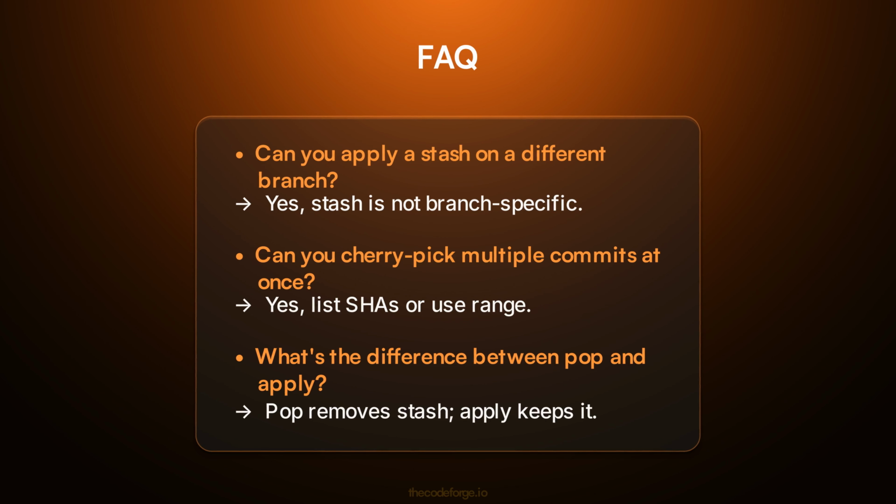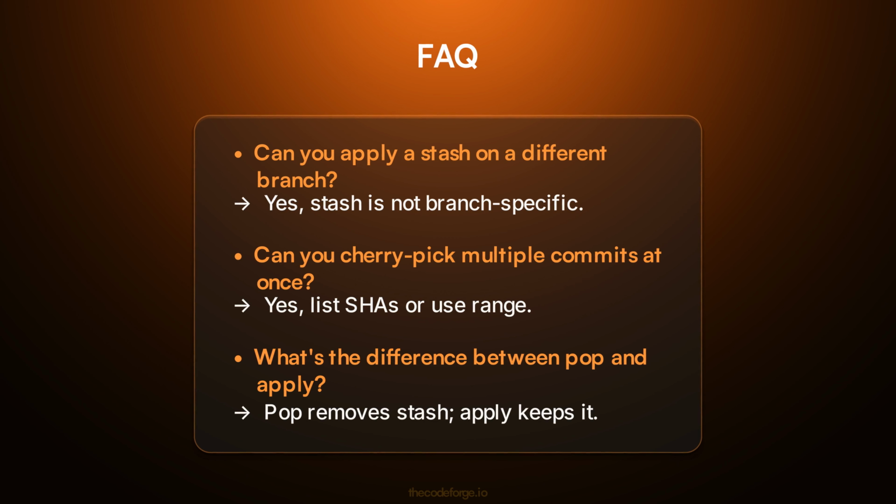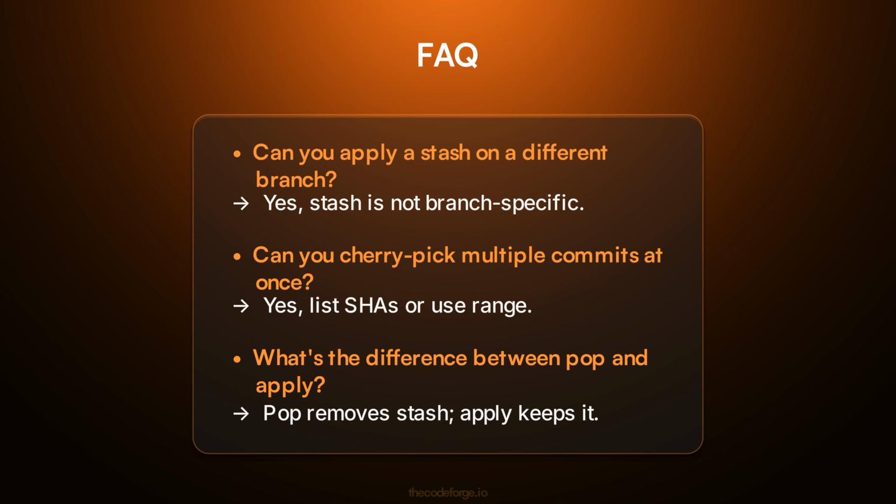And a few frequently asked questions. Can you apply a stash on a different branch? Yes, stash is not branch-specific. Can you cherry-pick multiple commits at once? Yes, list SHAs or use a range. What's the difference between pop and apply? Pop removes the stash, apply keeps it.